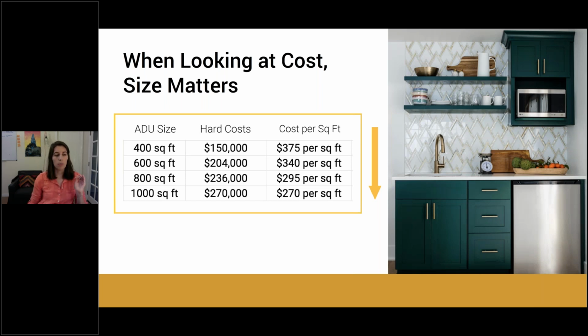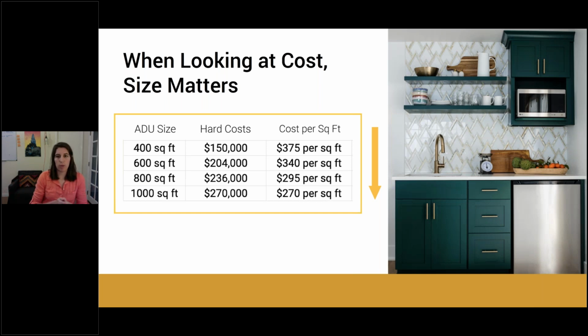So what I wanted to demonstrate in this chart is that the larger you build, the cheaper your cost per square foot will end up being. So you want to think about what your goals are, because at the same time, if you build larger, your cost per square foot numbers will go down. But you don't want to overbuild for what it is you're trying to do.